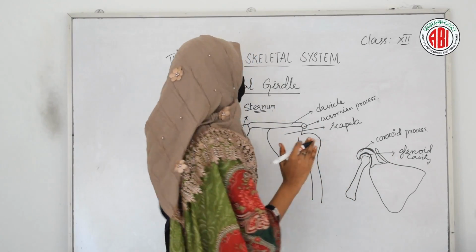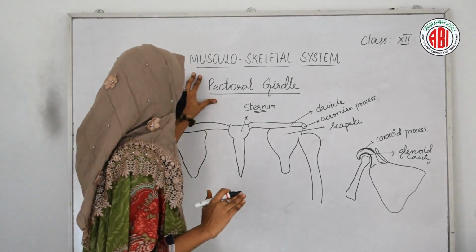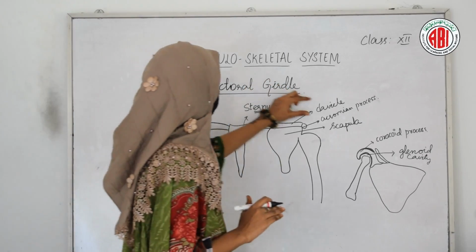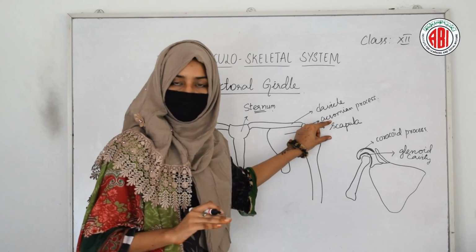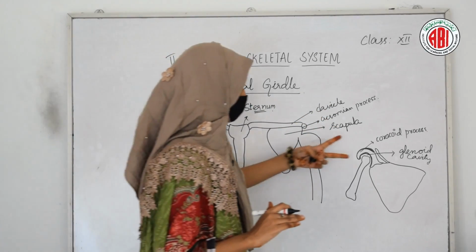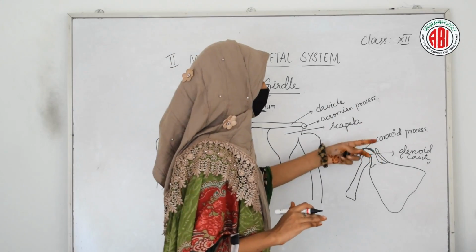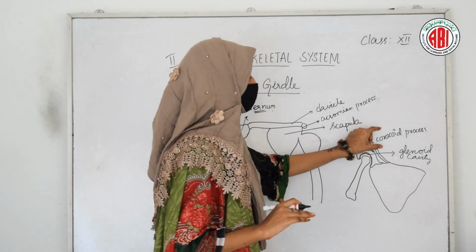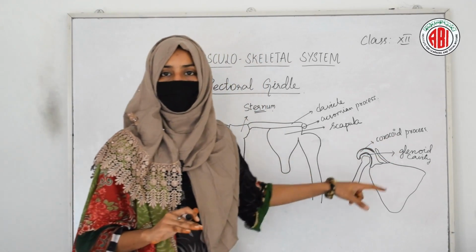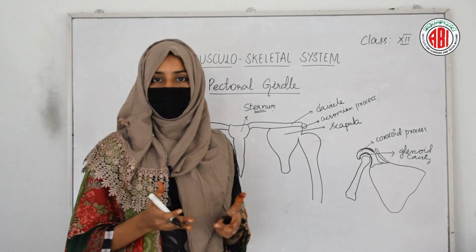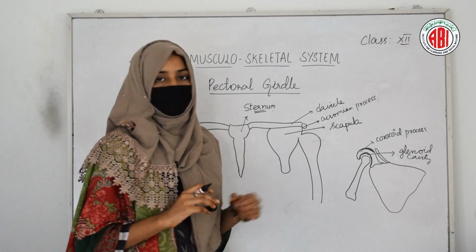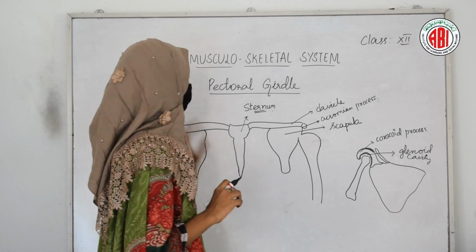So whenever we learn about the pectoral girdle, we need to remember the names of two bones. One is clavicle and the other one is scapula. In the scapula, two more parts are present: one is coracoid process and the other one is glenoid cavity. Glenoid cavity provides the space for the attachment of the bones of our arm. So this is about the pectoral girdle.